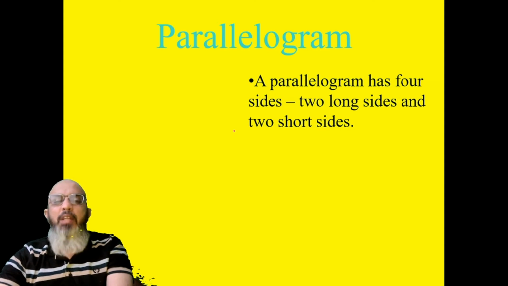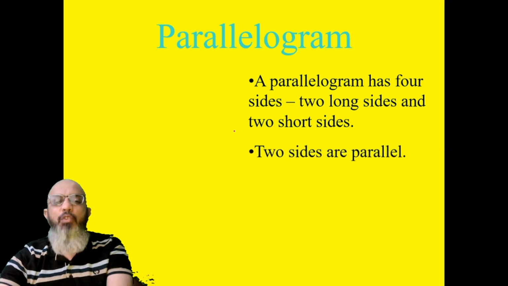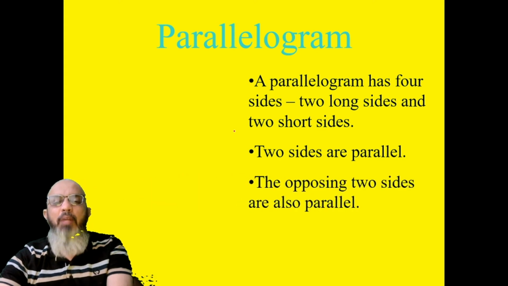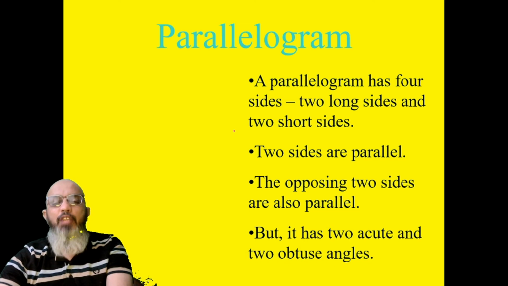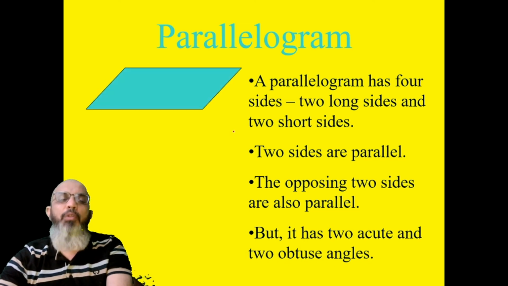A parallelogram has the same property as the rectangle: four sides, two long sides and two short sides. Opposite sides are parallel in a parallelogram, and the other two opposite sides are also parallel. But it has two acute and two obtuse angles, same as a rhombus. In a rhombus we have the same two acute angles, and then we have two obtuse angles.